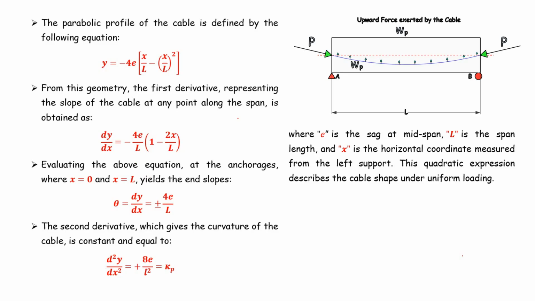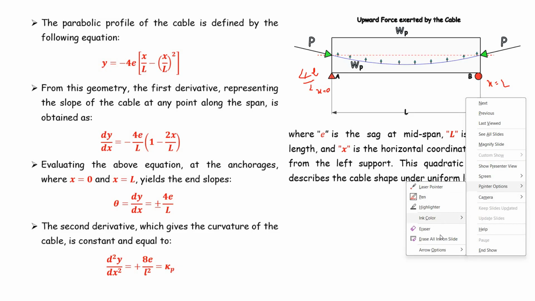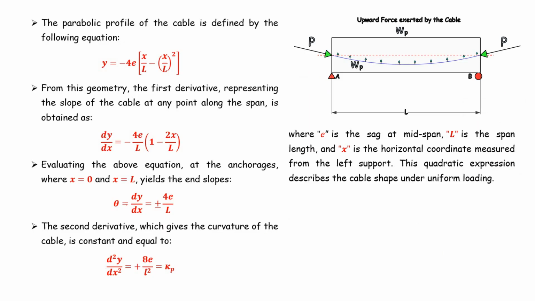Evaluating the above equation, if you want to find the slope when x equals 0 at this location, and the slope at x equals L, that can be evaluated using dy by dx. On substitution of x equals 0 or x equals L, we finally end up with two values, both equal but opposite in sign, which is equal to 4e by L. So here you can see that the value of theta is nothing but 4e by L. So this theta is obtained here.